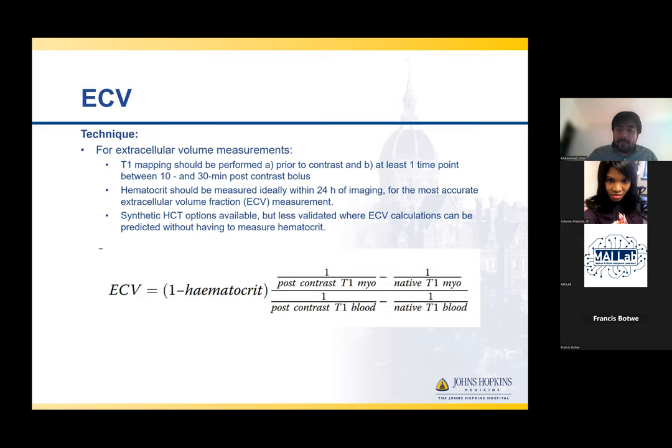There is something called a synthetic hematocrit option, where you can predict ECV without having a hematocrit within 24 hours, just based on the differences between before and after contrast in those images. The algorithm adjusts for that, but these are not very well validated, though they're close enough to the ECV that you get using hematocrit. But given the current literature, it's probably preferable to use the ECV with an actual hematocrit within 24 hours.